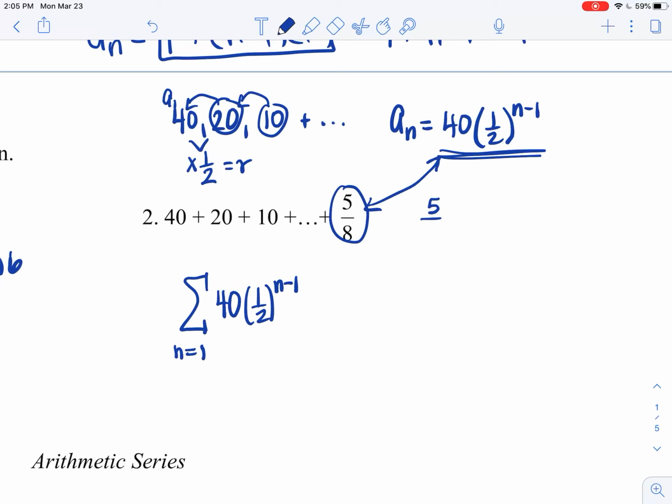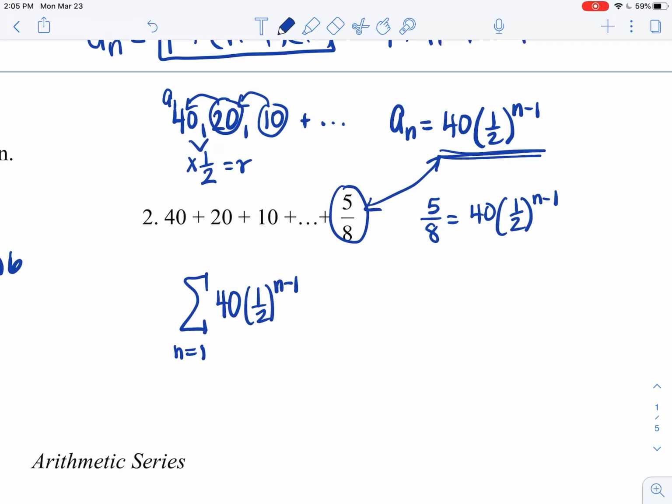This is interesting because this is going to pull in some stuff from our previous unit. So I have 5/8 equals 40 times 1/2 to the n minus 1. Now you can use logarithms if you'd like. You can use, if it's possible, the same number being raised to a power on both sides. Either one of those processes will work for you. Or, obviously, you can use your graphing calculator and find the intersection. You don't have to do this by hand. But let's just see if we did this one by hand.